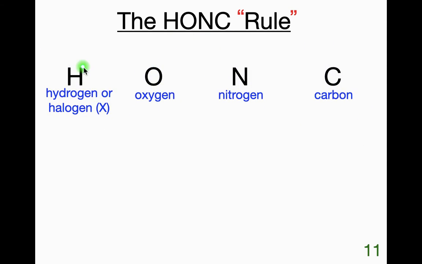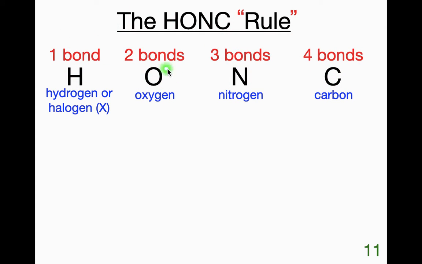Okay, now the HONC rule is a really useful tool when you're drawing a Lewis structure. However, the word rule is a bit too rigid. It's really kind of a generalization, kind of a guide. If you have a choice of different ways to go, the HONC rule is almost always correct. And what the HONC rule is, if we just arrange the elements in order of the name HONC, so hydrogen or halogen first, then oxygen, the third nitrogen, and the fourth carbon, the ordering tells us the number of bonds each of those elements will usually have.